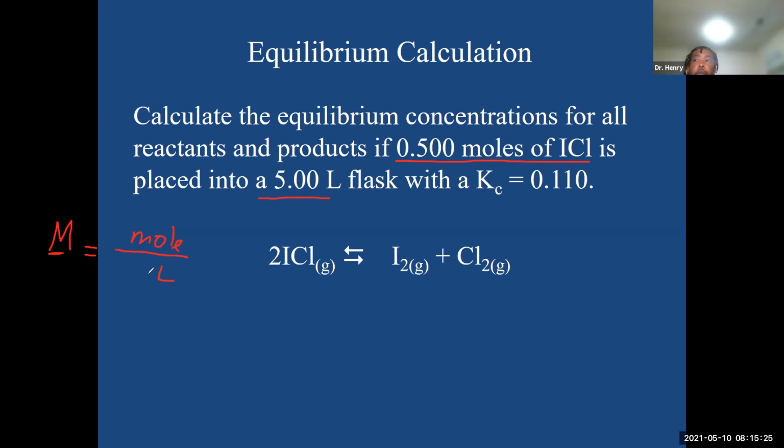So then we know that we have the given concentration, or the starting concentration, of the ICl, right? So we have 0.500 over 5.00 liters. What is that? 0.100 molar. Okay, so we also know that we need an ICE table.